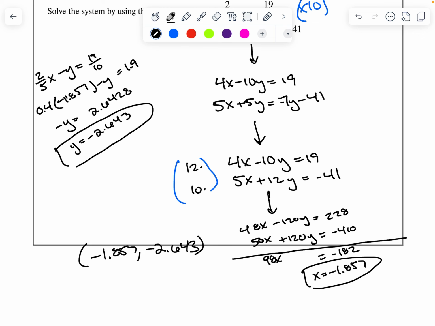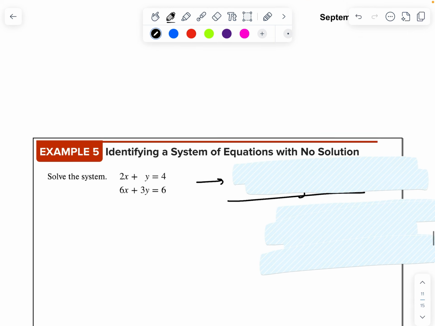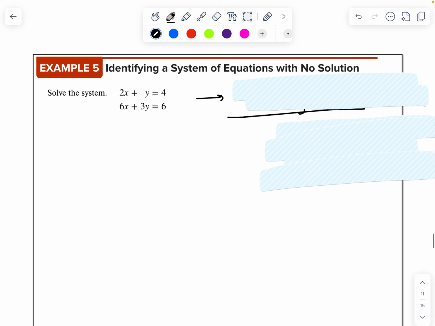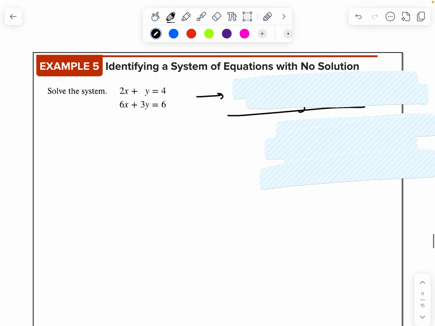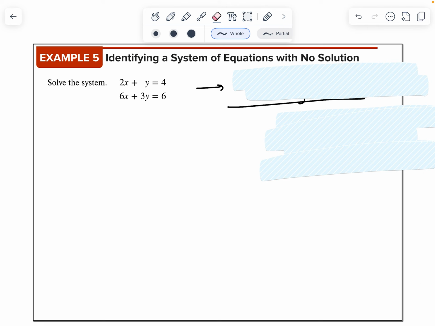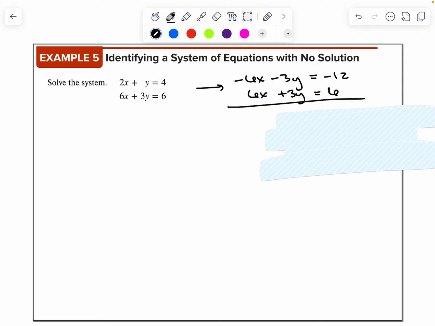Now that we've seen all three, we can sort of pick and choose which method we want to use. This just says solve the system. It doesn't say how. You can pick whether you want to solve it by substitution or elimination. What would you want to do? I chose elimination. I prefer elimination when I can use it, because it seems to work out a little bit quicker.